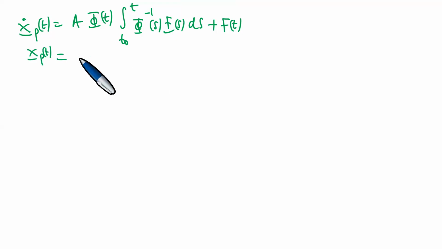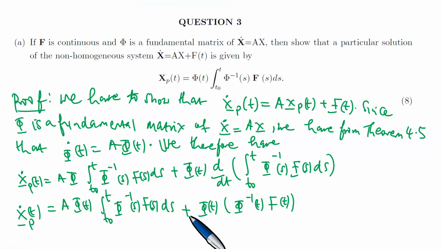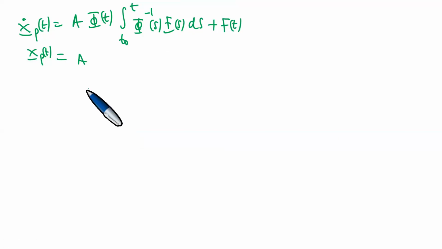So this is, in other words, we agree that this times the inverse becomes the identity. Because this phi is a fundamental matrix, a matrix times its inverse is the identity, times the function f of t, then it becomes f of t. And this is actually the representation we have. Plus f of t.